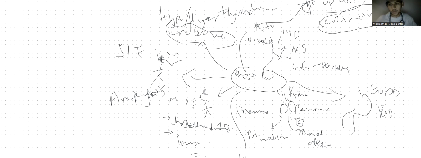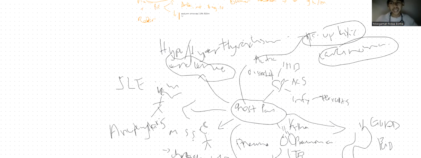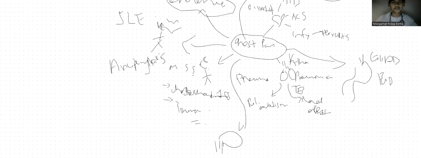In the stomach, GORD as well as peptic ulcer disease. In the muscular system, you think of costochondritis as well as trauma, fractures, muscle pain. In immunology, you think of SLE as well as anaphylaxis. In the endocrine system, you think of hyperthyroidism. Okay, so I think that's it for my approach to chest pain. Thank you, everybody, for watching this video.